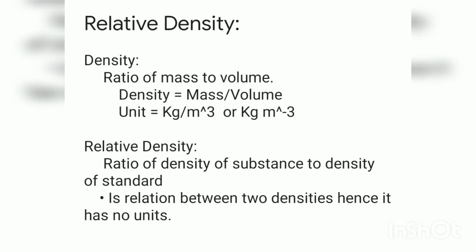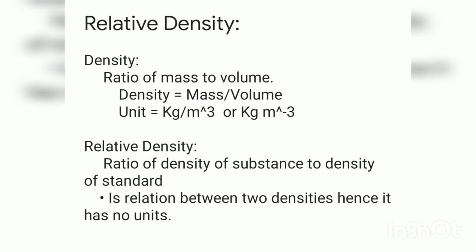Relative density. First, what is density? It is the ratio of mass to volume, which means density is equal to mass by volume. The unit is kilogram per meter cube. Students, always quote the unit along with the concepts. Density is equal to mass by volume. What is meant by relative density? Relative density is equal to density of the substance by density of the standard.